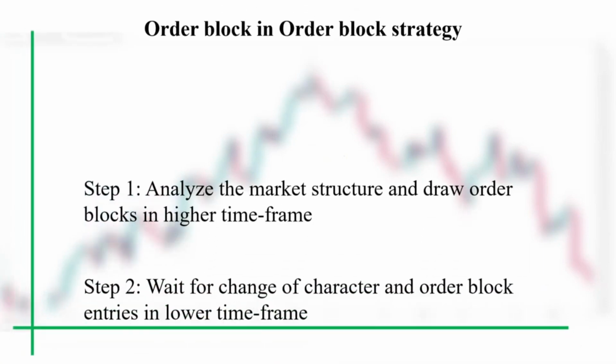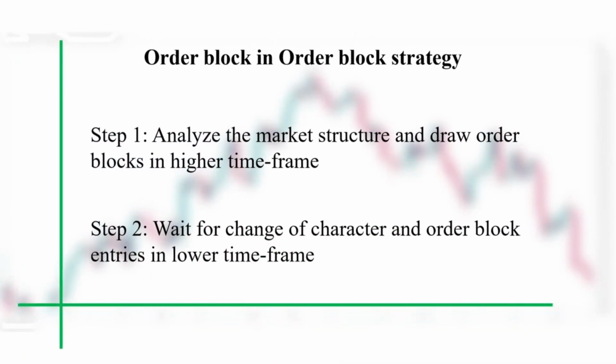This strategy has two steps. First, we analyze the market structure and point out order blocks in the higher time frame. Second, we zoom in on the lower time frame and wait for change of character to appear, and look for order block entries. For example, if we have pointed out our order blocks in 4 hours, we look for entries in 15 minutes. With the same concept, if the higher time frame is 1 hour, we look for entries in 5 minutes. Remember that this strategy is not limited to any time frame, but your entry time frame must be at least 2 times lower than your analysis time frame.